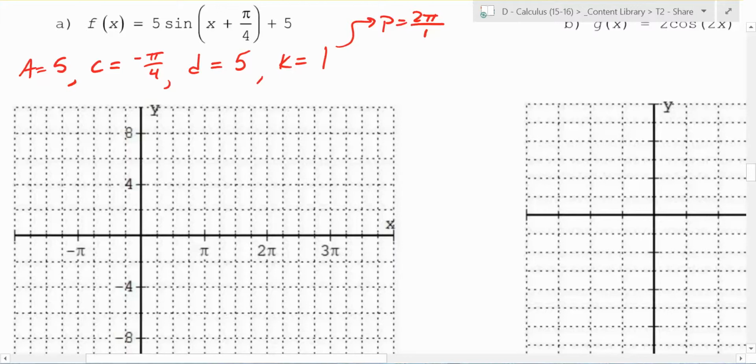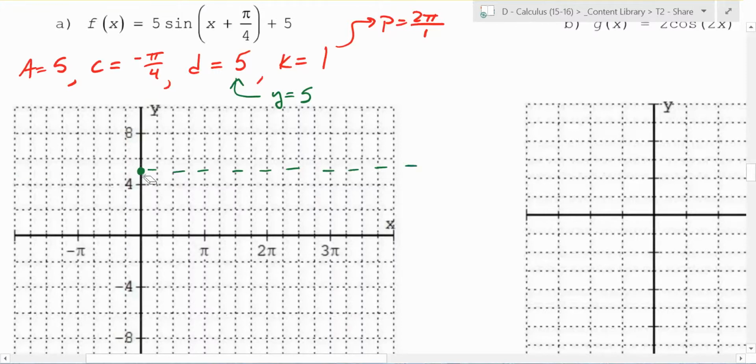Where's the midline on this? If the D value is 5, where's the midline? y equals 5. So we go to 5 here, which is going to be right about here. And that right there is our midline.